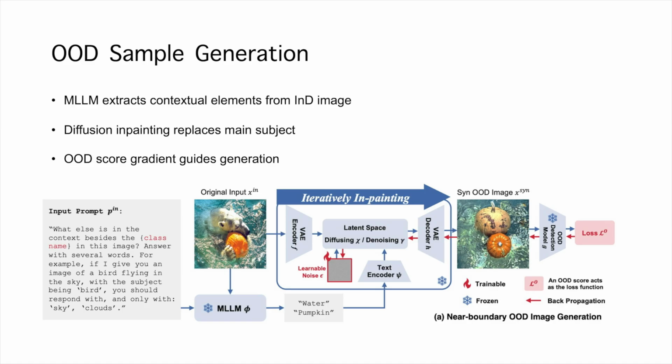For OOD image generation, we first use an MLLM to extract contextual elements from an in-distribution image, such as bamboo or railing in a panda photo. Then we iteratively guide a diffusion model to replace the main object with these contextual elements. We further use gradients from OOD scores to refine the noise, pushing the samples towards the IND/OOD boundary. As a result, the images remain natural and realistic, but are semantically shifted away from IND.